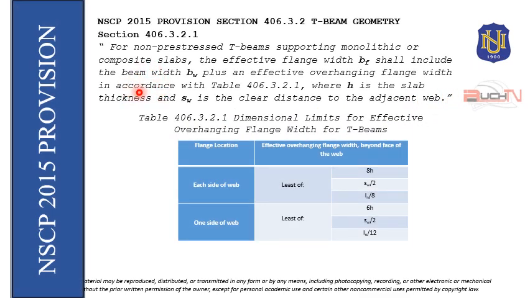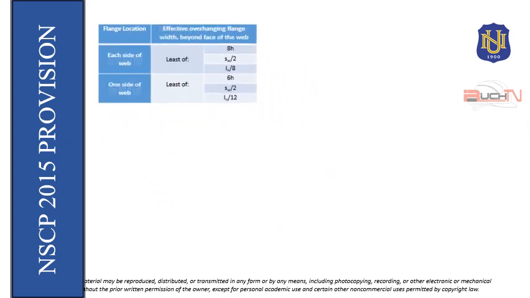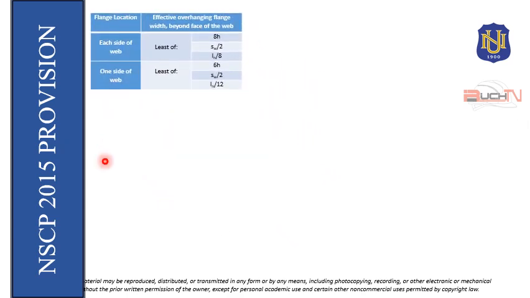We will start our discussion by interpreting the code indicated in NSCP 2015. Nandito sa gilid yung table natin. Let's start with the flange location on each side of the web. To interpret this one, kakailanganin natin ng floor plan.